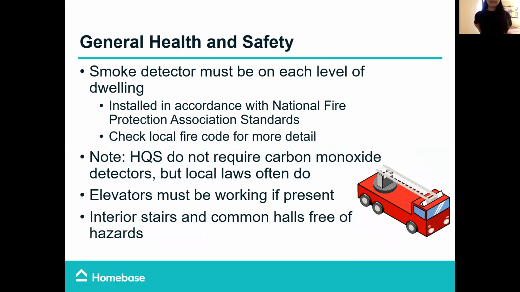I'm going to cover this quickly just for the sake of time. So smoke detectors must be on each level of dwelling and installed in accordance with the National Fire Protection Association standards. Again, we want to note that you should check local fire codes for more details. And this is just an example of where HQS can be under-inclusive. Elevators must be working if they're present, and with interior stairs and common halls, you want to check that they're free of hazards. So here you're checking for loose, broken, or missing steps. Next slide, please.